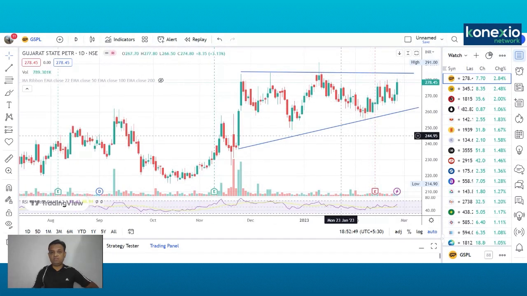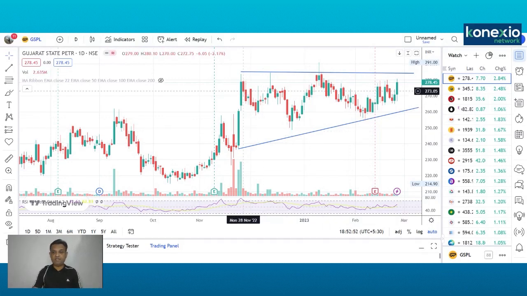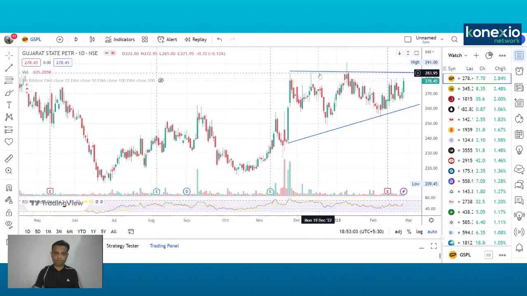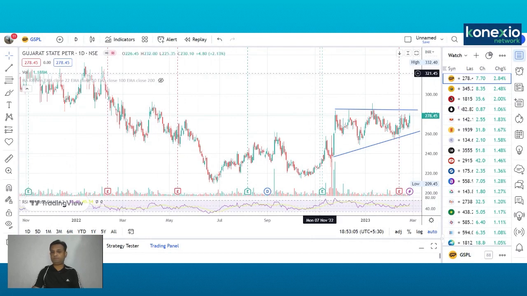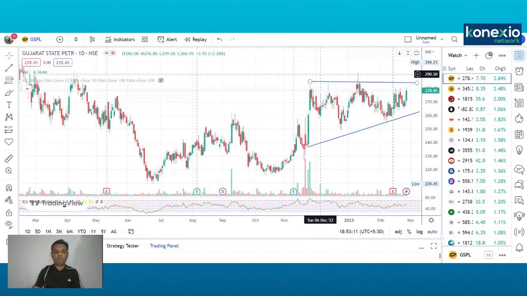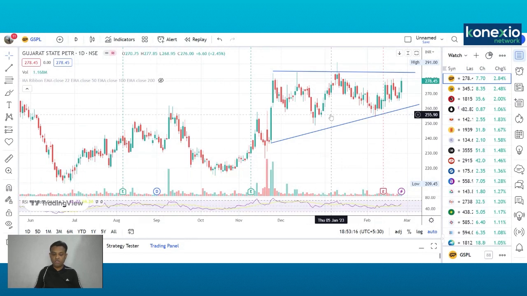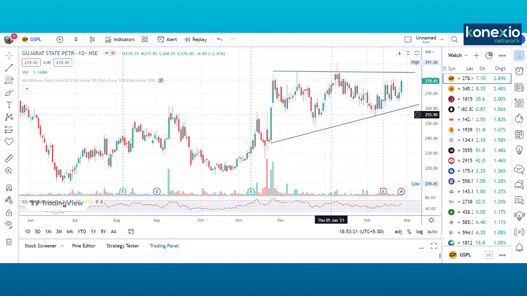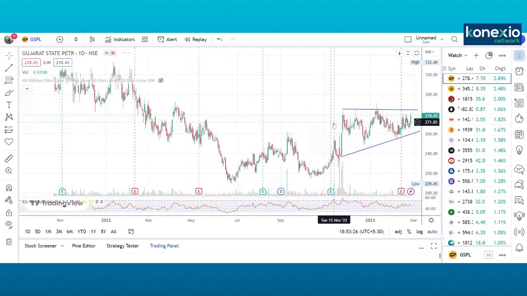It has the formation of an ascending triangle, and the stock is on the verge of a breakout. The breakout is just above this blue horizontal line. The breakout point is 284. The stock has potential to test the higher levels from this range. So positional investors, swing traders, investors can buy the stock or accumulate the stock in the range of 278 and on dips to 271 for an upside target of 310 in short to medium term. Short to medium term means the next 3 to 4 months.